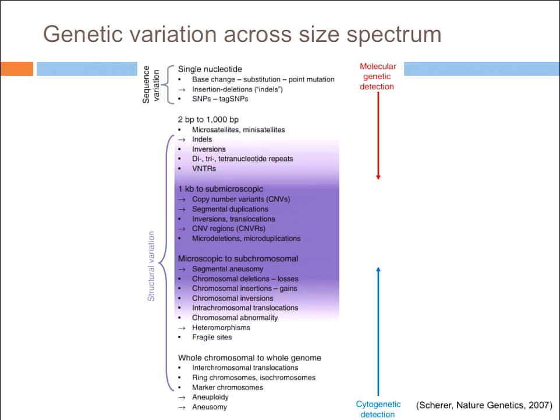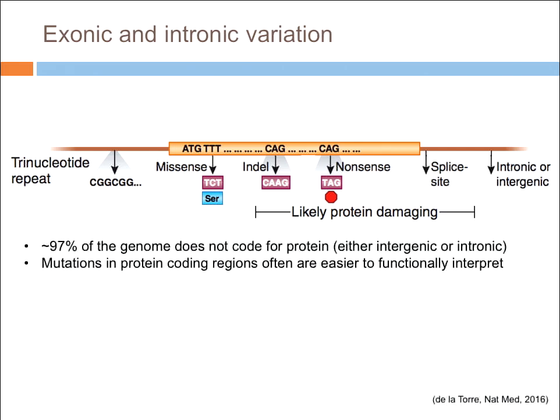You have different methods for detecting these types of variations. So molecular genetic detection, so mainly genome sequencing, is used for these single nucleotide changes. Whereas if they're big changes like different numbers of chromosomes, for example, then you can detect them with a microscope, cytogenetic detection.